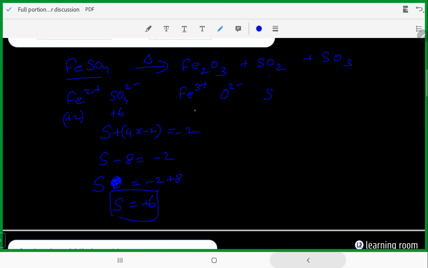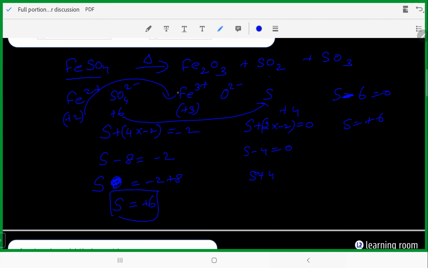So the iron is changed into plus 3. And then here sulfur: sulfur plus 2 into minus 2 becomes minus 4, so S minus 4 equals 0, S becomes plus 4. Here S minus 6 is equal to 0, S becomes plus 6. Look here, the plus 6 changes into plus 4 and plus 2 changes into plus 3.